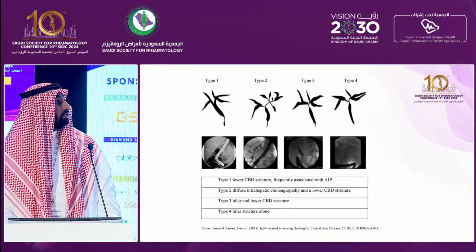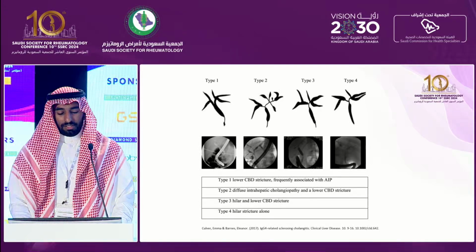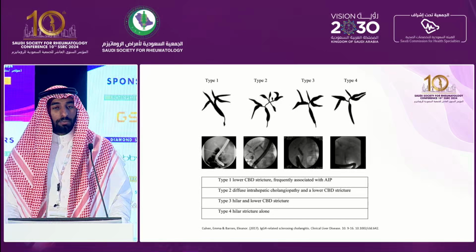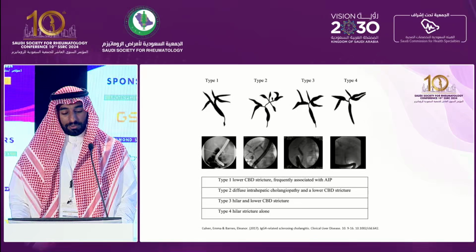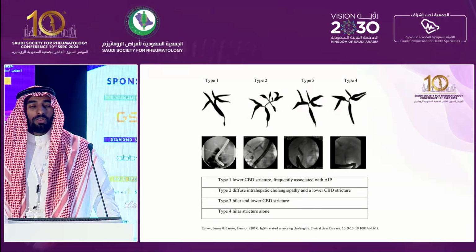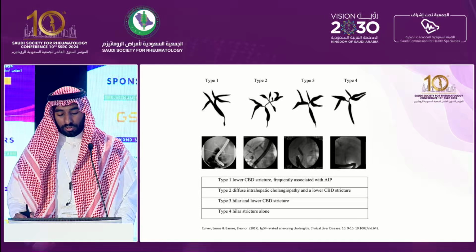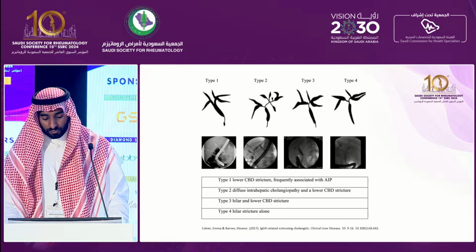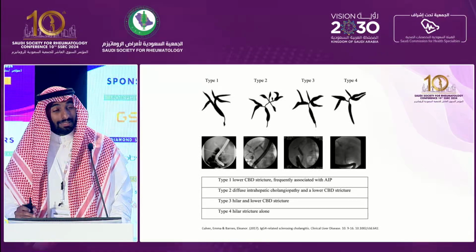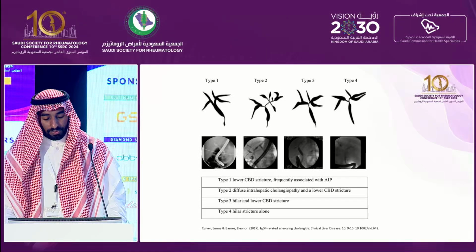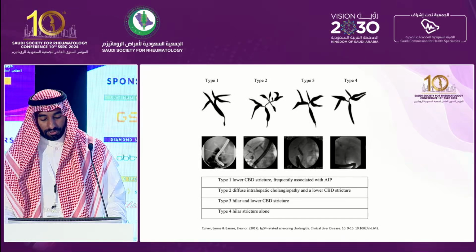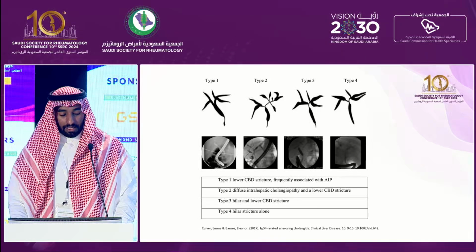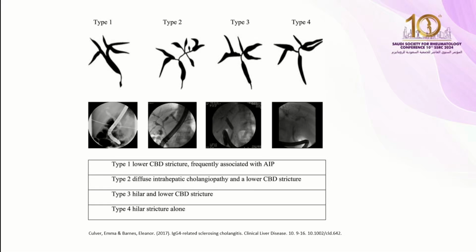This is the classification of the biliary tract involvement. Type 1 is when we have a lower CBD stricture, usually with acute autoimmune pancreatitis. Type 2 is diffuse intrahepatic cholangiopathy with a lower CBD stricture. Type 3 is hilar and lower CBD stricture. And type 4 is hilar stricture alone.